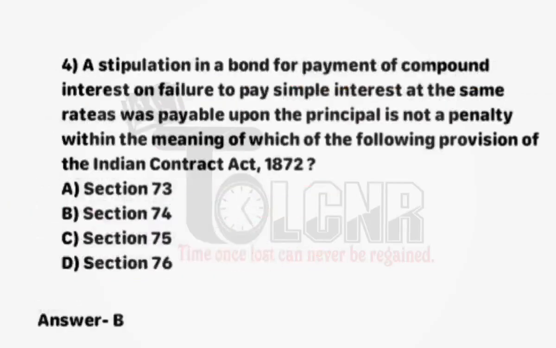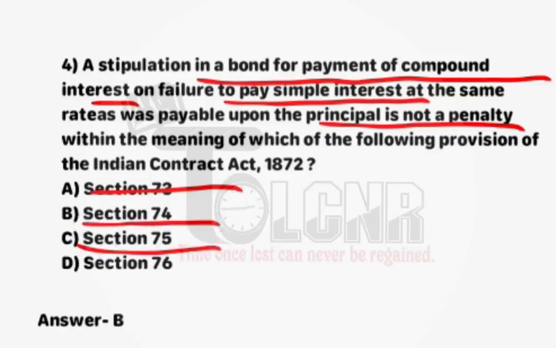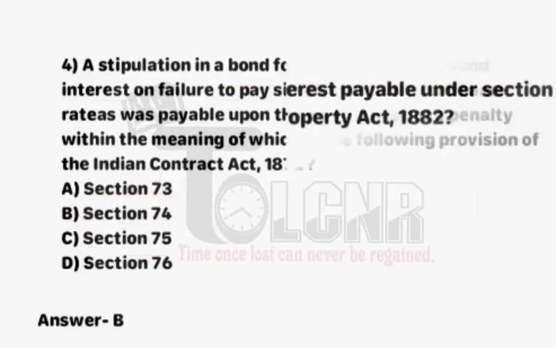Next question is a stipulation in a bond for payment of compound interest on failure to pay simple interest at the same rate payable upon the principal is not a penalty within the meaning of which of the following provisions of the Indian Contract Act 1872? First option section 73, second option section 74, third option section 75 and fourth option is section 76. Option B is correct, section 74.